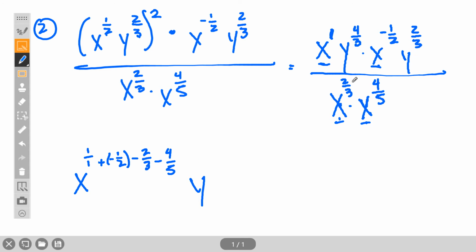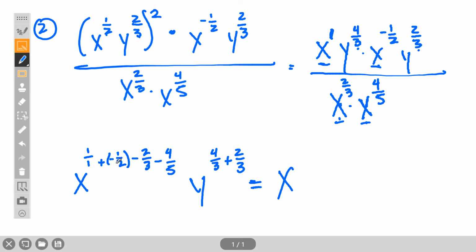For the y's, I'll do the same thing, but I don't have any in the denominator, so I just have y's in the numerator, so I'll just add the exponents of the ones in the numerator, so 4/3 plus 2/3. Okay, so I've got a lot of fractions being added together here. I'm going to need the common denominators for each of these. Let me try to add the ones I can so far. I'll add them 2 at a time.